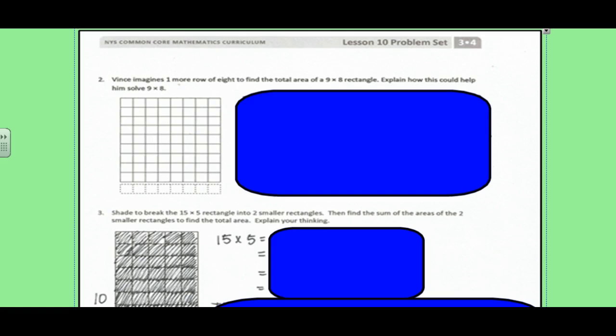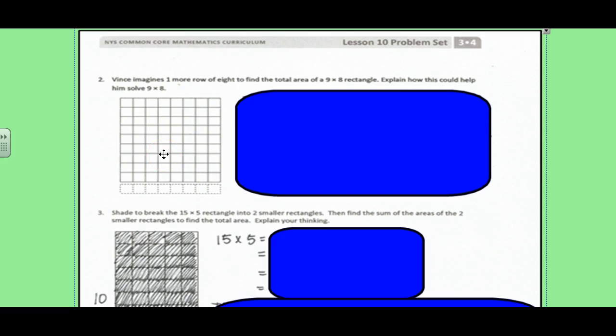So if he could figure out how much he had with 10 rows, then all he would really need to do was just take away 8 of those square units that he added, because he just added 8 squares right here. So if he had 80 to begin with, because we know that 10 rows of 8 is 80, all he would have to do is take away these 8 squares that he added, and that would leave him with the area of this 9 times 8 rectangle.